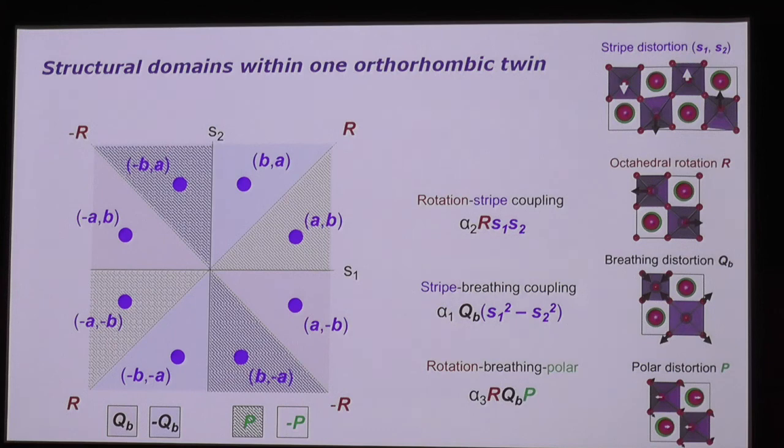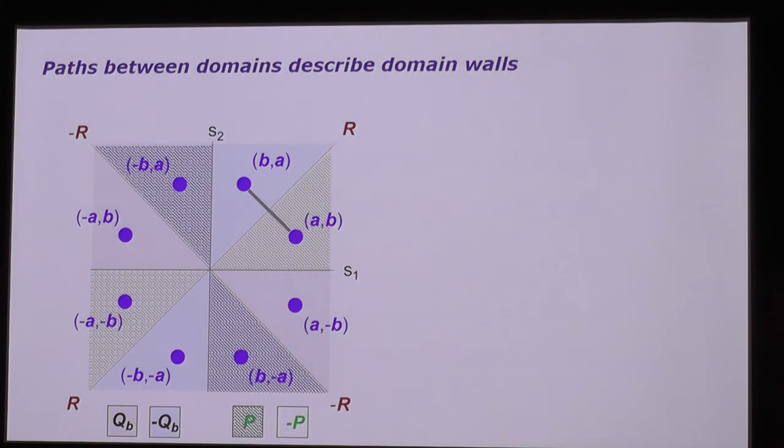So now let's look at the domain walls. Within this order parameter space approach, a domain wall is represented as a path between the two domains. So here's an example of one here. To get some insight into these domain walls, I'm going to look at what's equivalent to an intrinsic ferroelectric switching path.